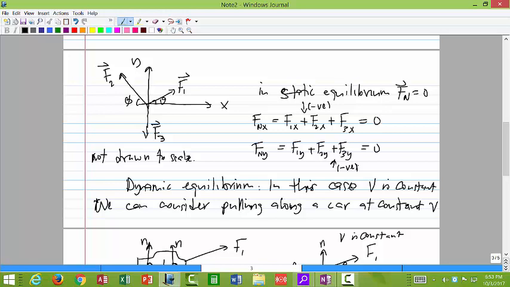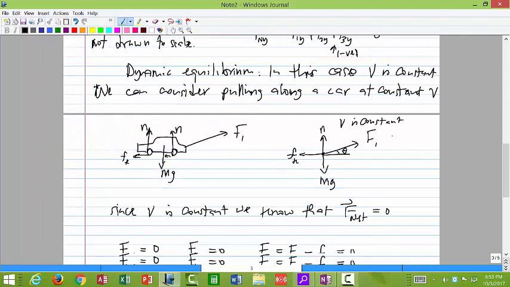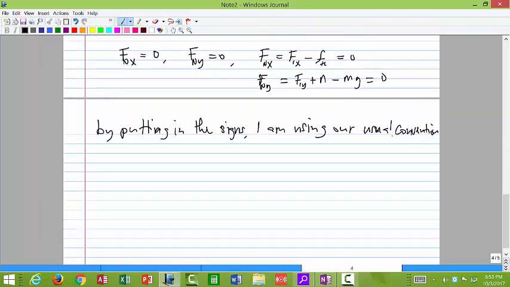Any questions on that? Okay. And F3x will be 0 because there is no F3x. And so those are just illustrations. Okay. Any questions at this point? Okay, so let's look at some examples of using Newton's laws. This will be in section 6.2 of my book.